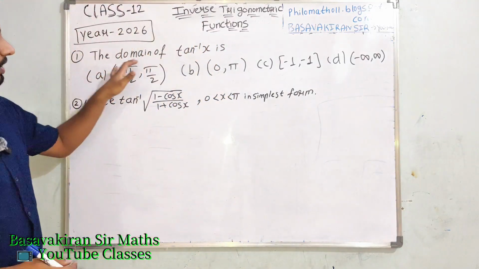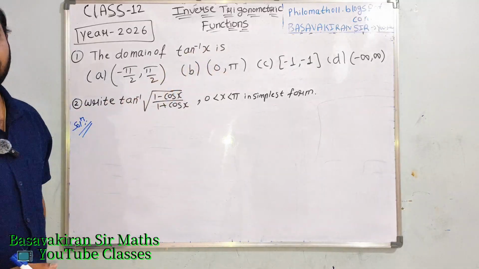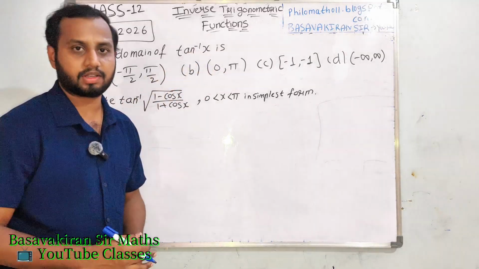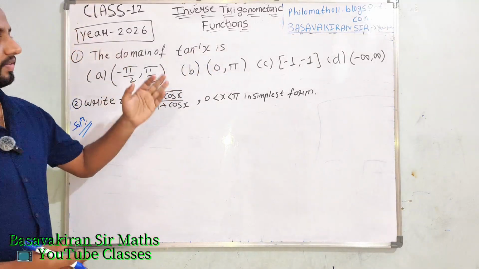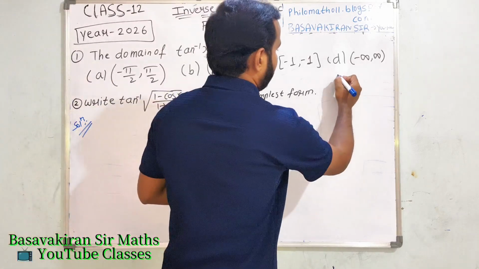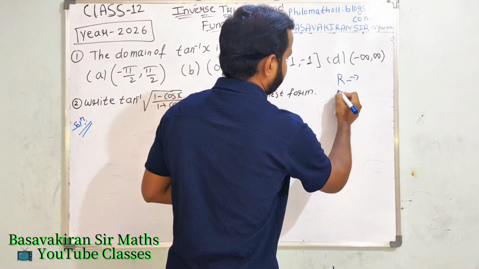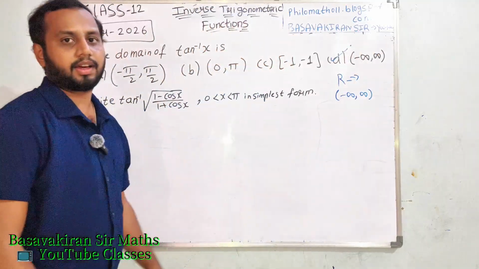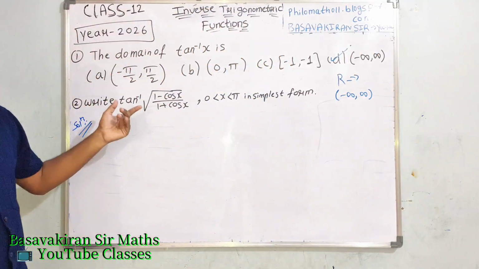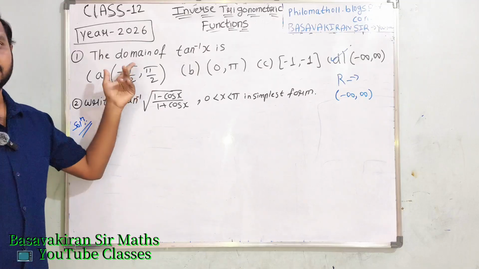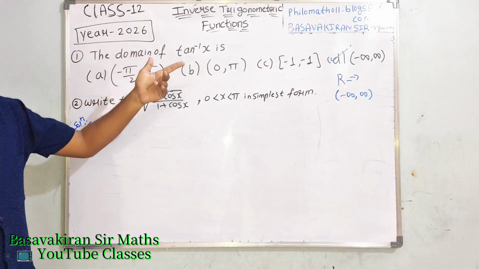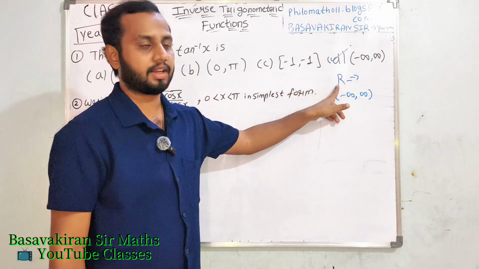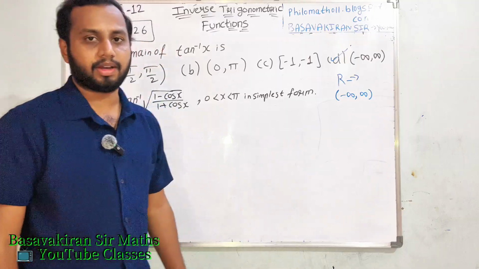And the question is: the domain of tan inverse of x is. We need to find the domain of tan inverse of x. Earlier in the concept I already told you the domain of tan inverse of x is the real numbers. Real numbers can be written as minus infinity to infinity. So option D is the correct answer. If it was range, then option A. Now they are asking about the domain. The domain is real numbers, that is, minus infinity comma infinity.